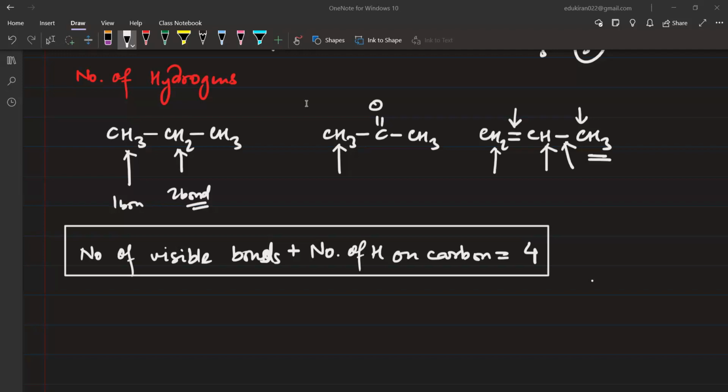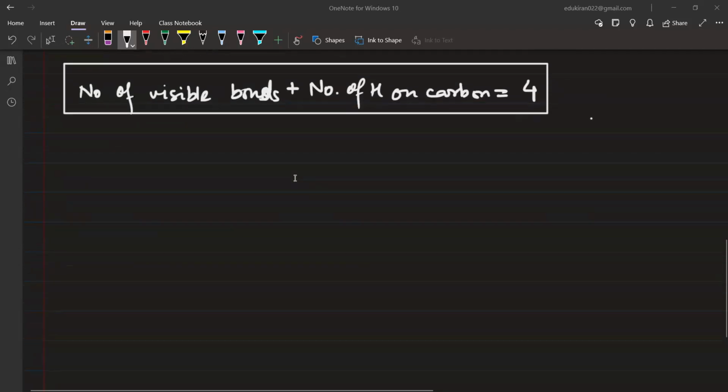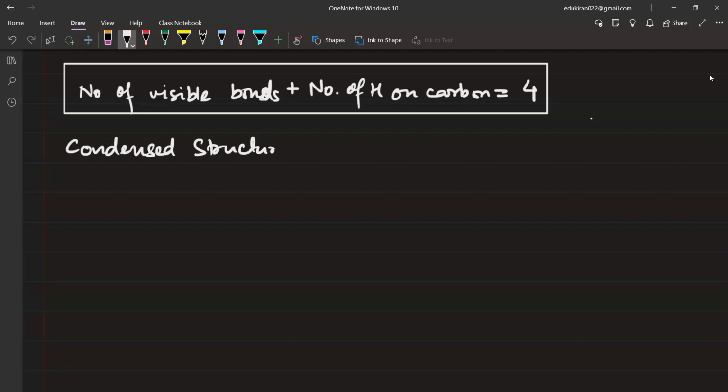Now, let us move on and understand the structure that is known as condensed structure. I will give you an example from the NCERT textbook itself, because you are going to solve many of them, and in that you may have problems. In alcohol, you will not have problems, but I think in haloalkane, you may have problems in deriving the structures.